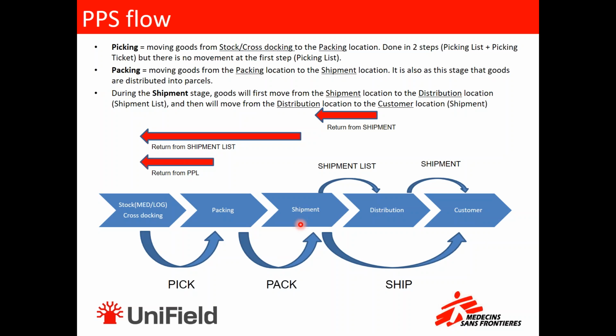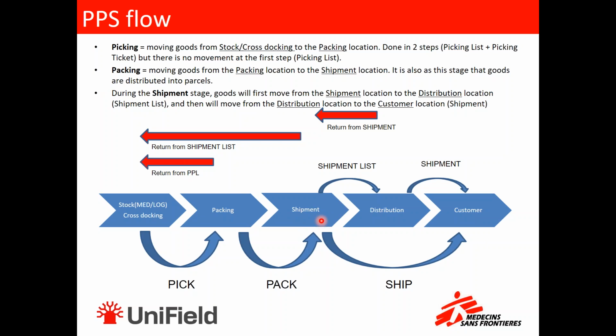So with the packing process, you actually take the goods and put them inside parcels and transfer this to the shipment area. Clear. At this stage, they arrive on something which was called a draft ship, and which is now called a shipment list. Okay. So that's new compared to the previous version of Unifield. Actually, the naming has been changed.